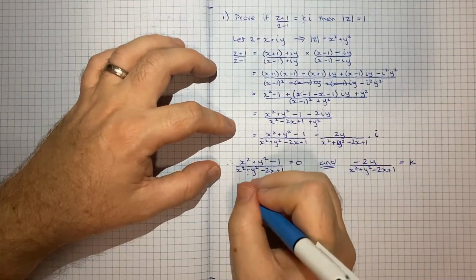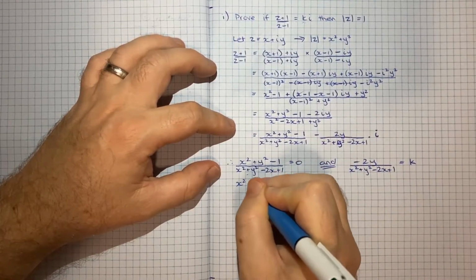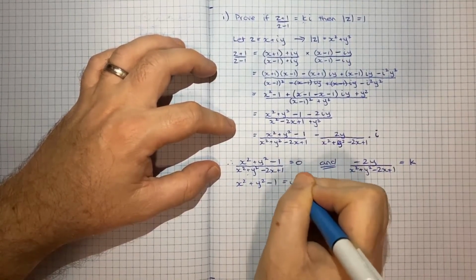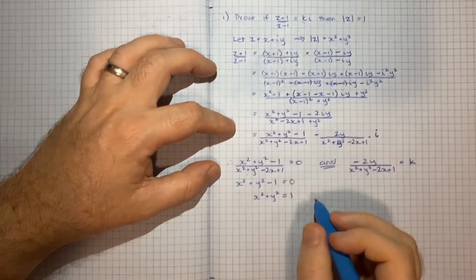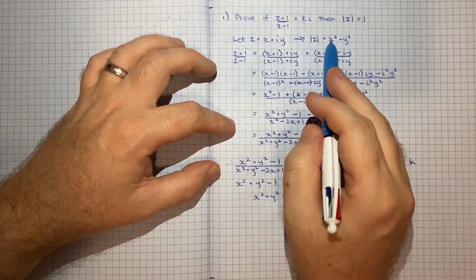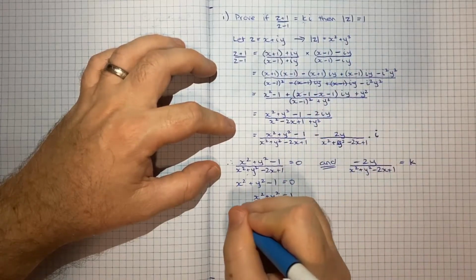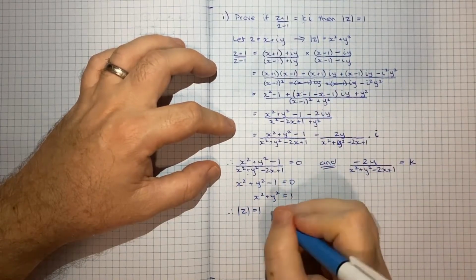So if I focus on this bit here, I can multiply up the denominator. We're still left with 0, so we get x squared plus y squared minus 1 is equal to 0. Therefore, x squared plus y squared is equal to 1. Remembering that our modulus squared is x squared plus y squared, that means our modulus is equal to 1 as required.